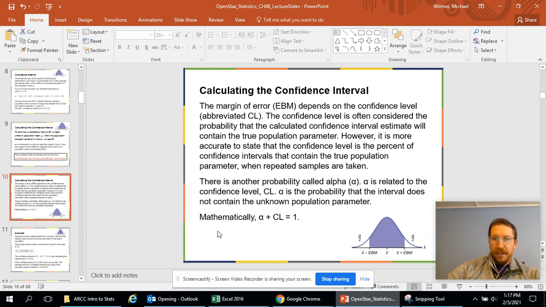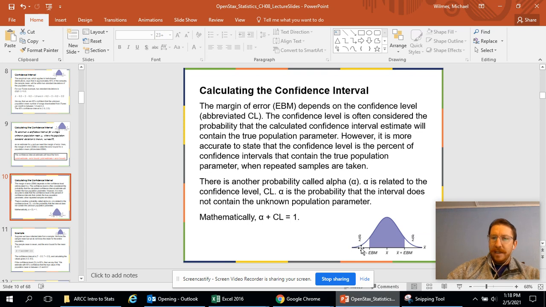Okay. So to calculate this, confidence level is often considered the probability that the calculated confidence interval estimate will contain the true population parameter. The confidence level is the percent of confidence intervals that contain the true population parameter. We use alpha for our population probability, and it's related to the confidence level. So alpha is going to be a percent, and CL will stand for the confidence level. So this is just a fancy way of saying the area in the blue, the confidence level region, plus the alpha region, the two tails, the white part, that adds up to 1.